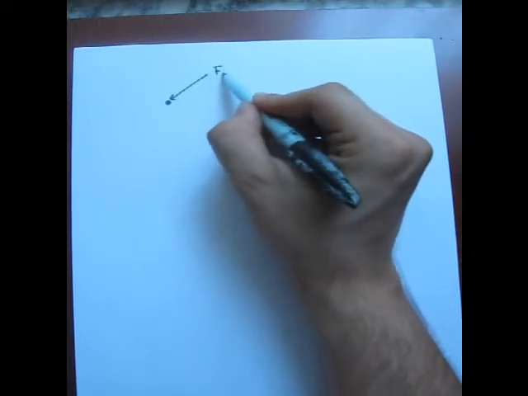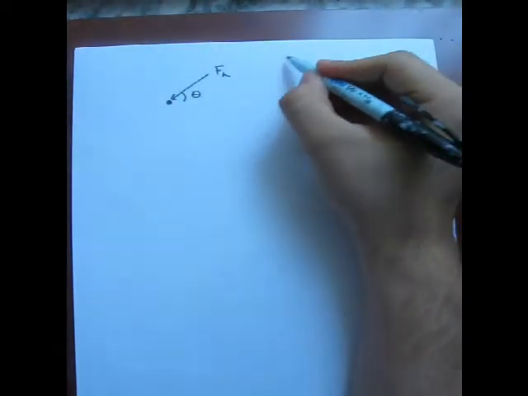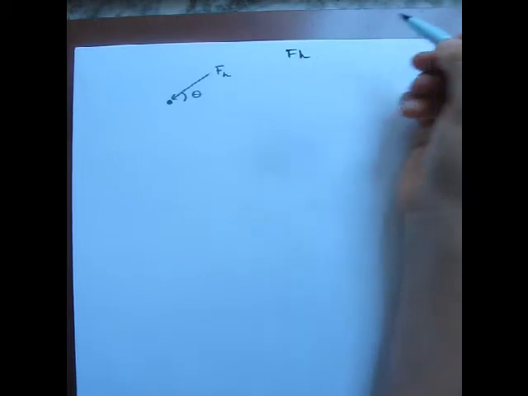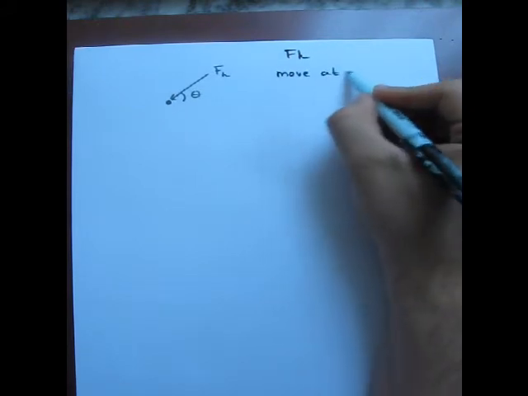There's a push, and I call that push F of H, with an angle above the horizontal called theta. So that's the lawnmower. The question asks what is F of H if we want the lawnmower to move at a constant speed.